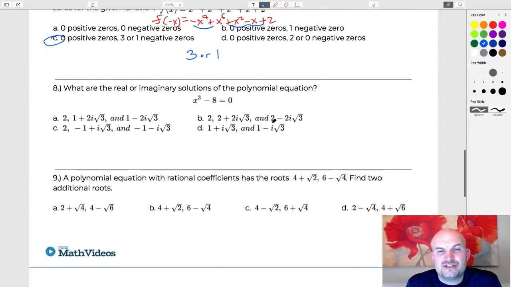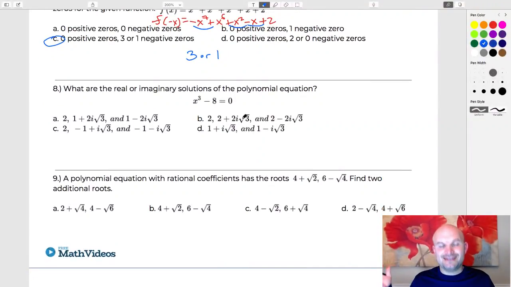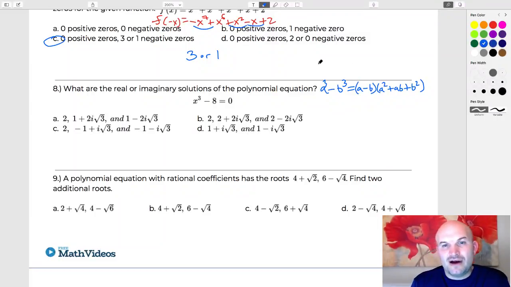What are the real or imaginary solutions to the polynomial equation? This is a difference of 2 cubes. Remember, I provided this on the board. The form is a cubed minus b cubed is equal to a minus b times a squared plus ab plus b squared. So if we're going to use our terms a and b, what we want to do is identify how we can rewrite this as a term cubed minus another term cubed.